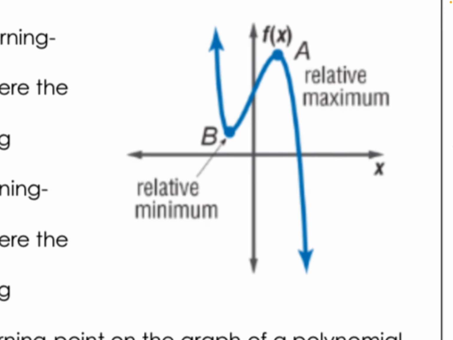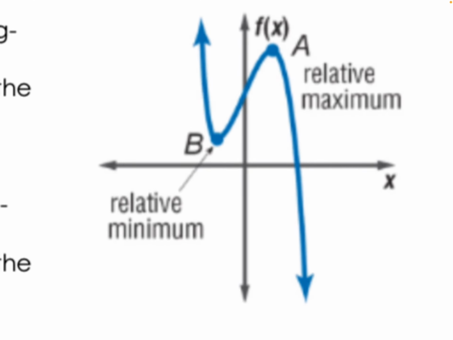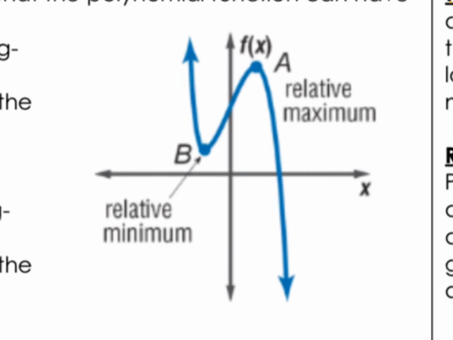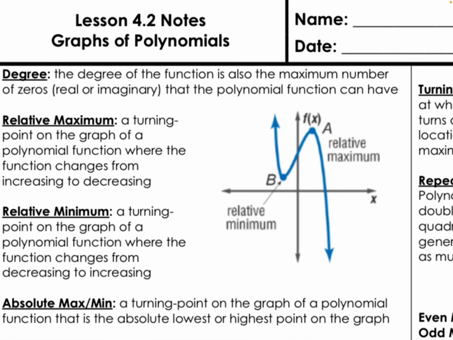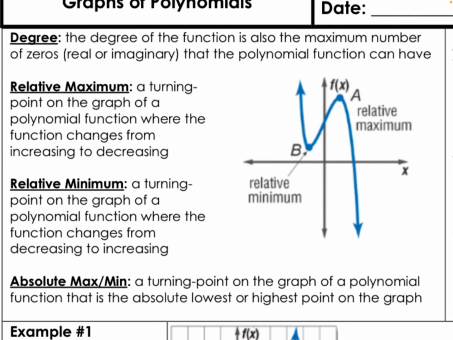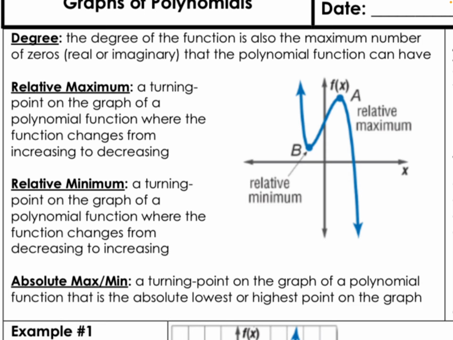Now the one in this particular picture here, this is an odd degree polynomial. I know it's odd because it's going in opposite directions. These odd degree polynomials will never have an absolute max or min. The only ones that have absolute maxes or mins are even degree because they're either going to end both upward or downward. So keep that in mind.